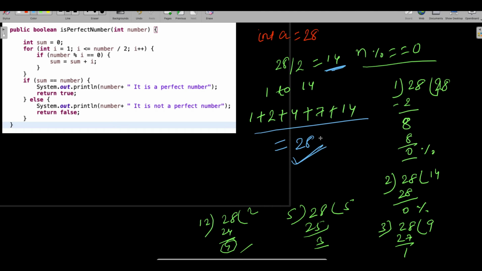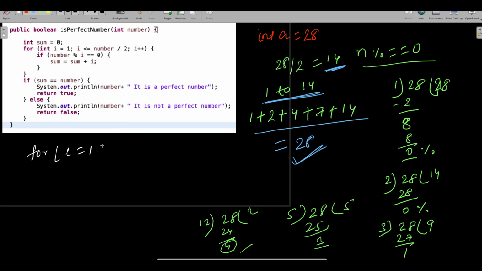If you focus here, what I did was run a for loop from 1 to 14. So we need to run one for loop. Let us focus, I'll make this program very simple. I am running a for loop with int i equal to 1, correct?